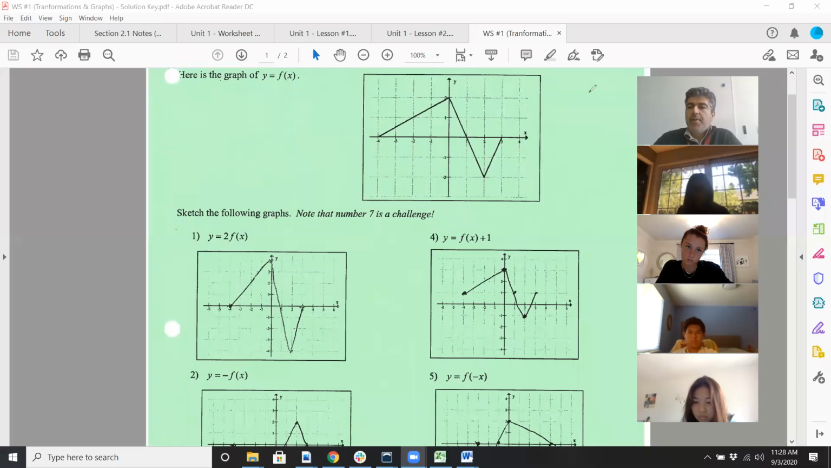Okay, so recording, and we're looking at the solutions for the transformations worksheet, so worksheet number 2. So in breakout rooms, we did 2, 3, 5, 6, 7, 8.